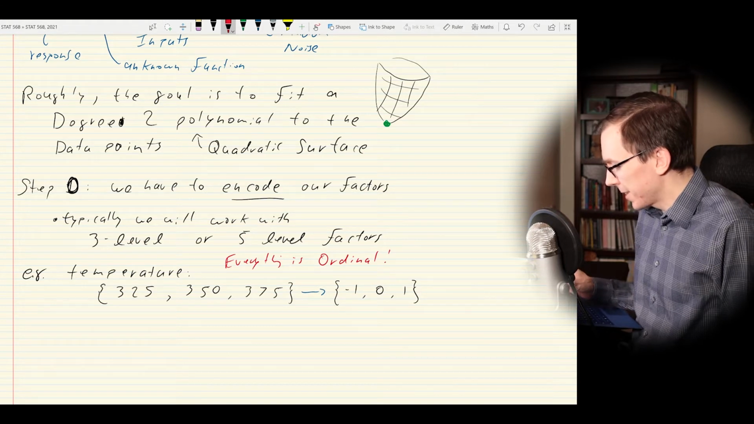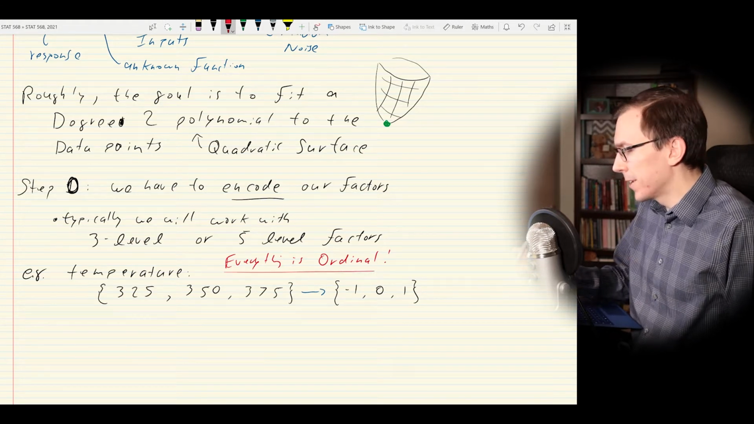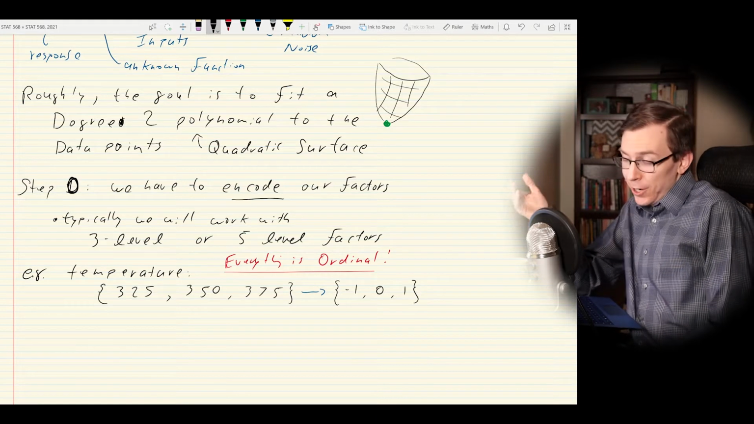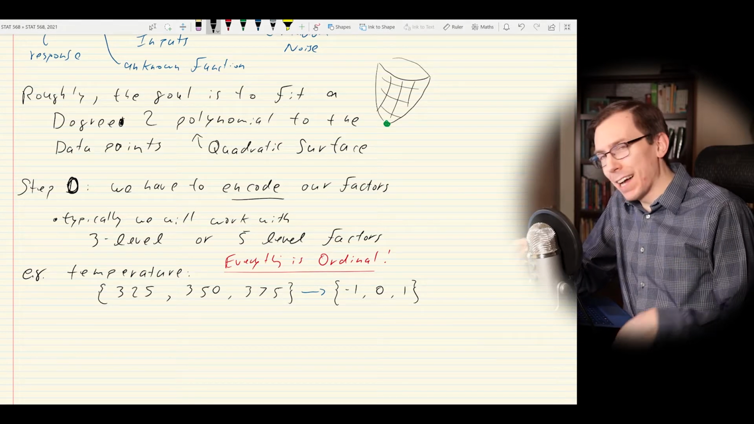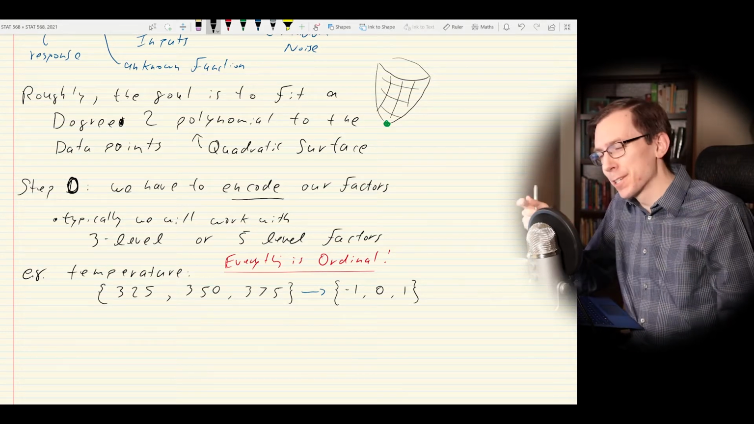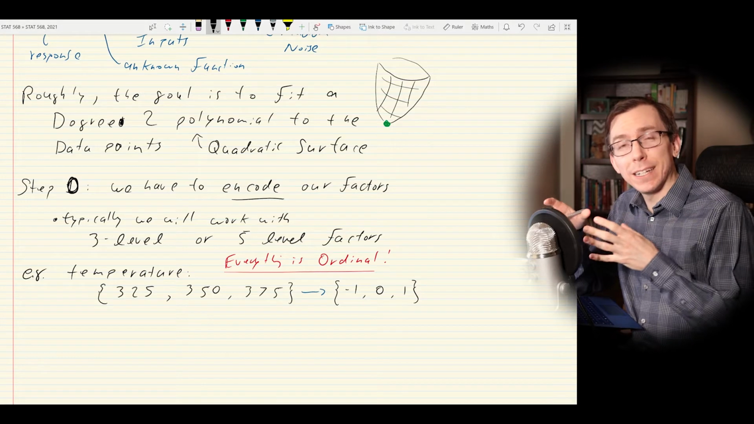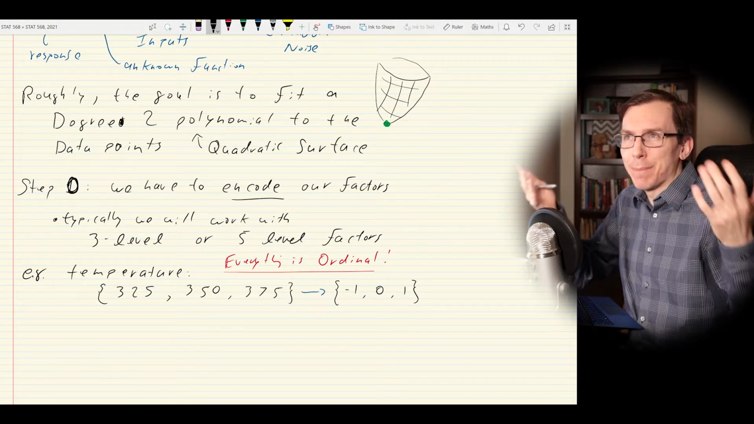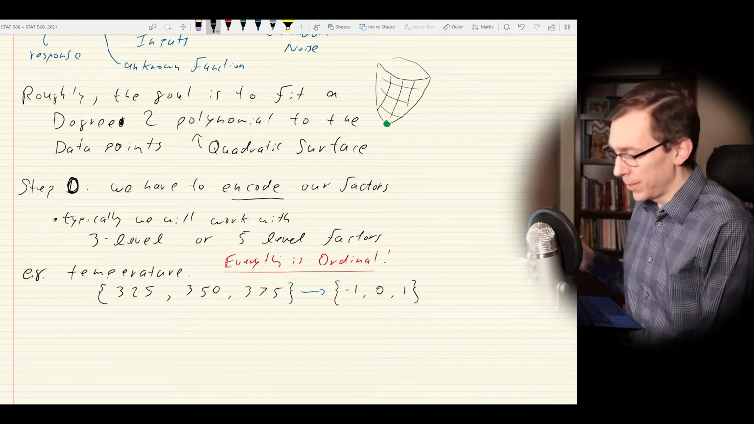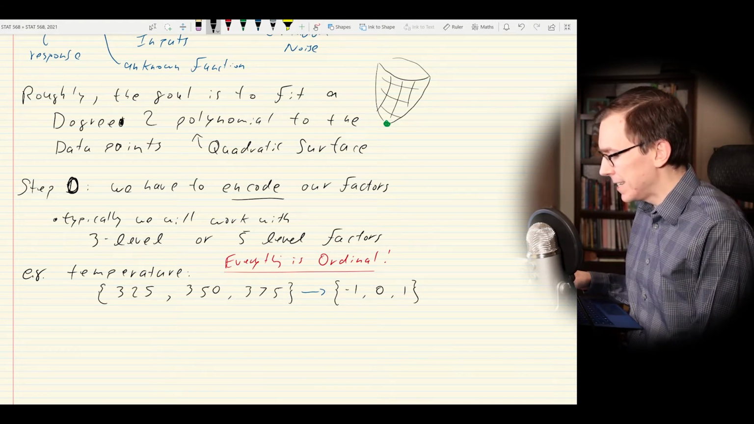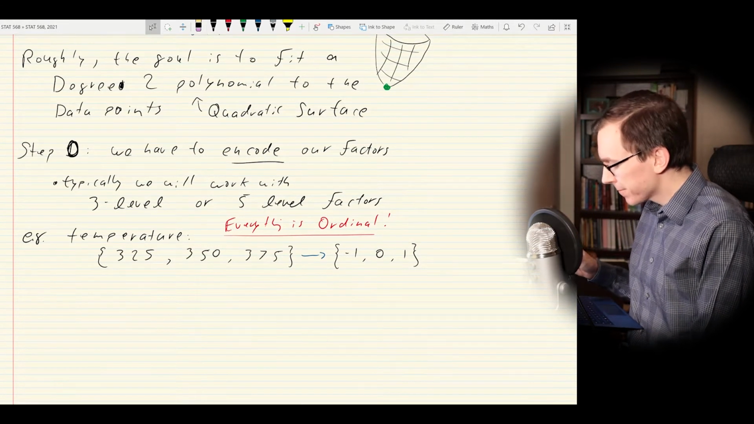Which means that everything's going to be numerical values that can be ordered, because ultimately the best temperature setting might not be 325 or 350 or 375. It might be something in between those numbers, and we're going to interpolate between to find the best temperature setting. Again, the hypothetical example, though we will look at some real data later so you can get some idea of what's really going on here.